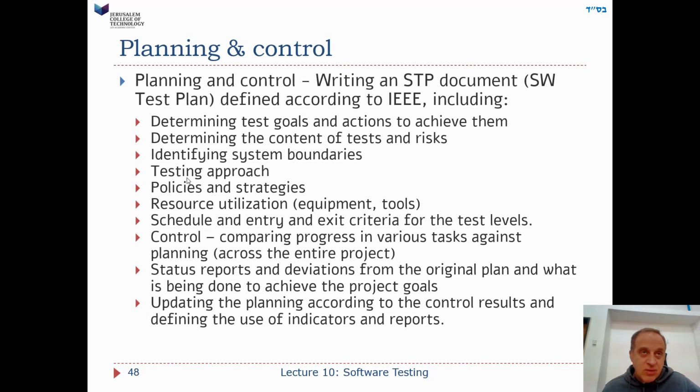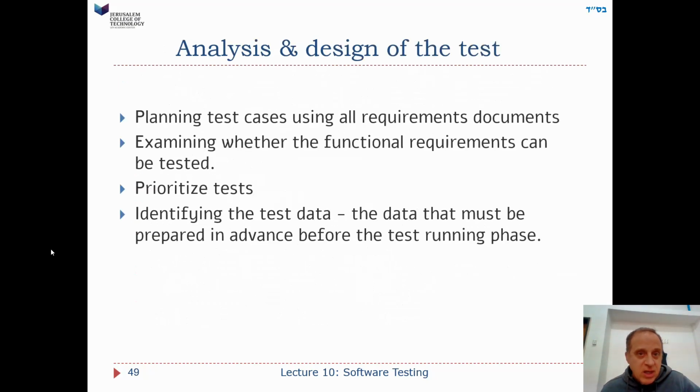Like we said, what the test levels are: unit testing, component testing, system testing, acceptance testing. Control, comparing progress in various tests against planning, status reports, and deviation from the original plan on what is being done to achieve the project goals. In other words, there may be changes in our testing desires as the project changes. Updating the planning according to the control results and defining the use of indicators and reports. All that is planning. Analysis and design is the next stage.